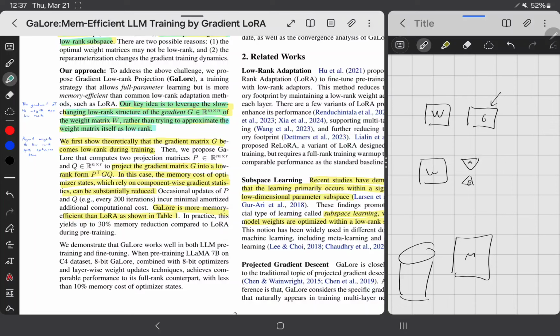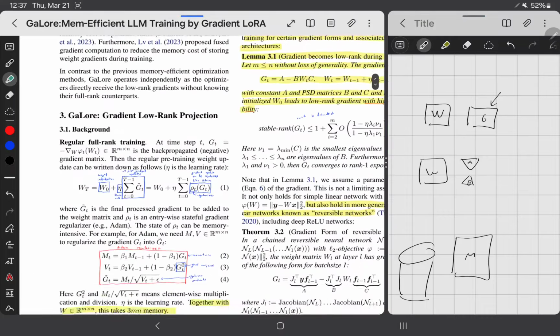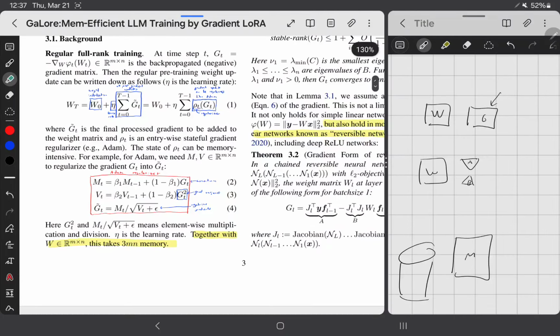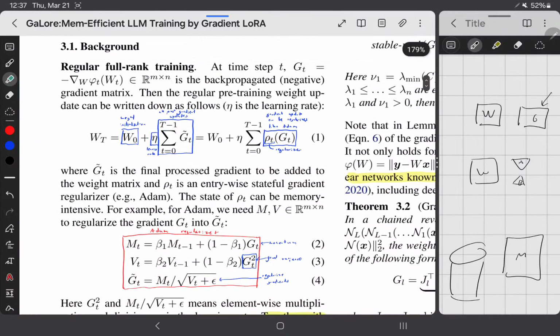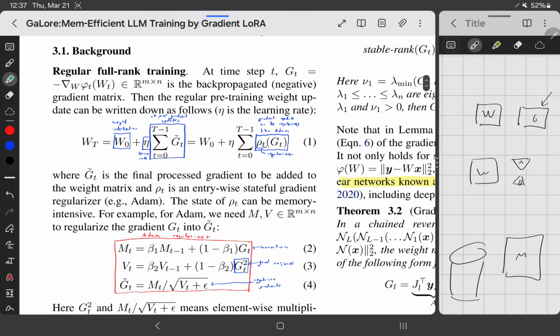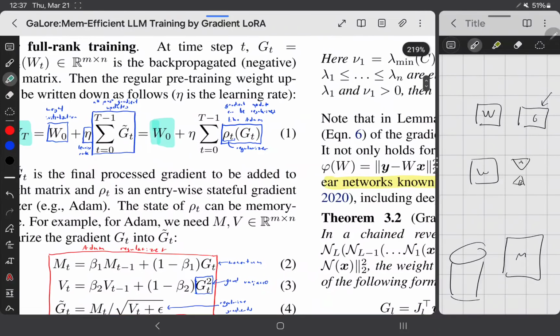The first thing they wanted to prove was that the gradients are actually low rank. So that's the first thing they prove. To start this, they break up the weight into the sum of gradients. So your weight matrix at the end of training is equal to your initialized matrix here, plus your learning rate times the sum of all the gradient matrices here.